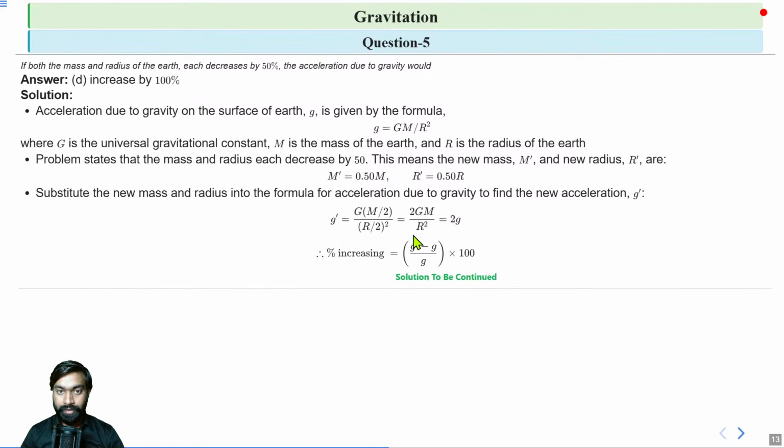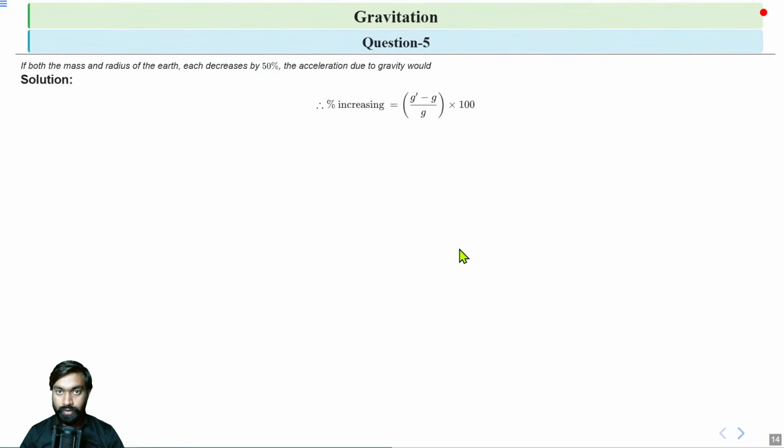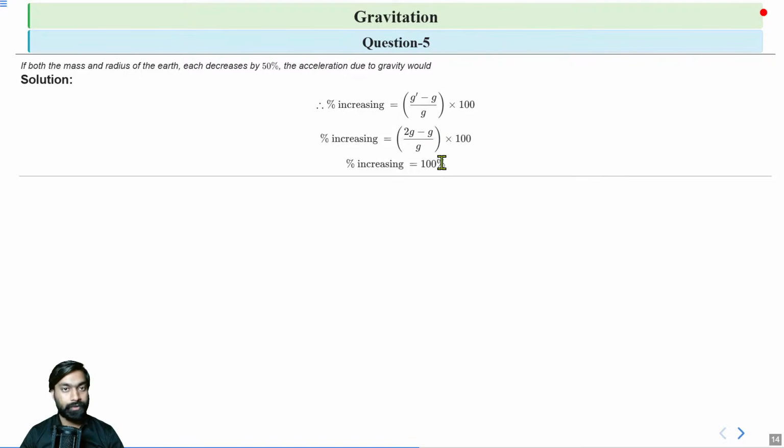So in terms of percentage, we can say percentage increase equals (g prime minus g) divided by g, into 100%. We know the value of g prime: g prime is 2g. So just put it here: 2g minus g, divided by g, into 100%. When we perform this calculation, we get percentage increase equal to (2g minus g) divided by g, that is 1 upon 1, into 100%, which is 100%.